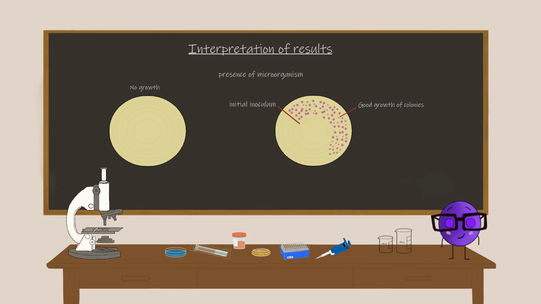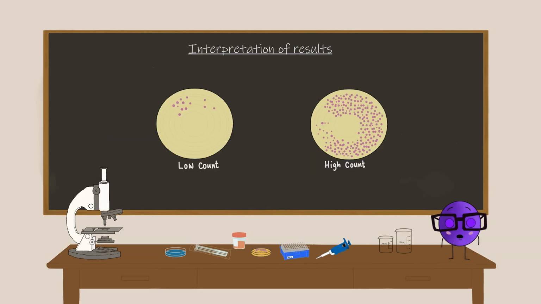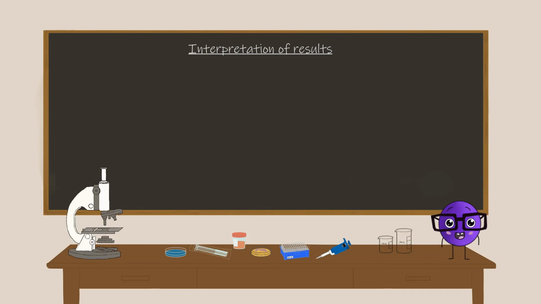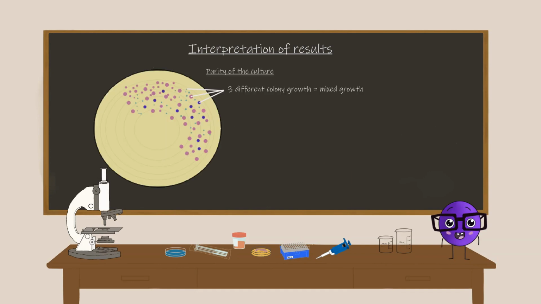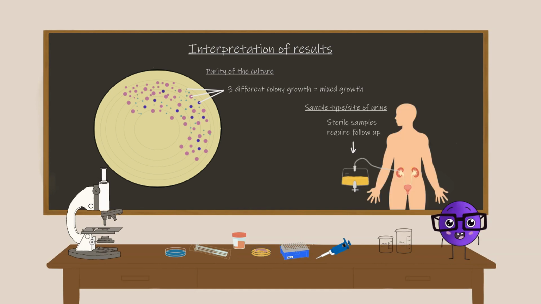The number of bacteria colonies grown in the culture is measured in colony-forming units per milliliter of urine. A high CFU count is more suggestive of a true UTI compared to a low count. The purity of the culture is an additional factor. A urine sample with mixed growth of different microorganisms, for example, isn't considered significant to follow up. Sample type or site of urine. Any growth from urine samples considered sterile should be worked up despite low numbers of CFUs.